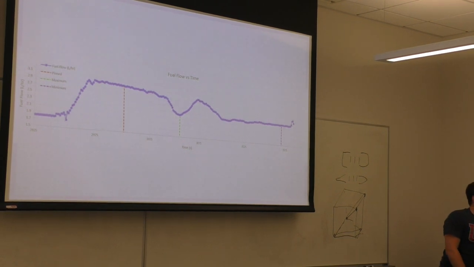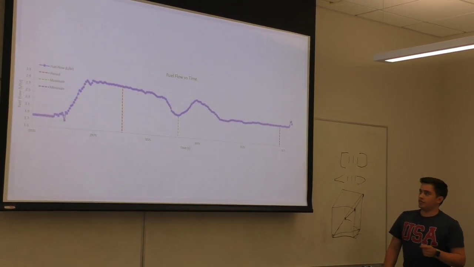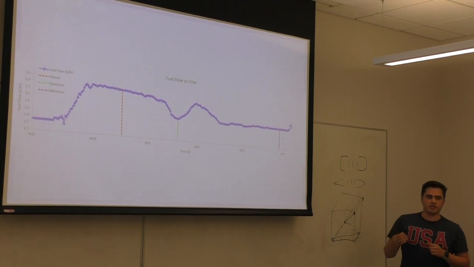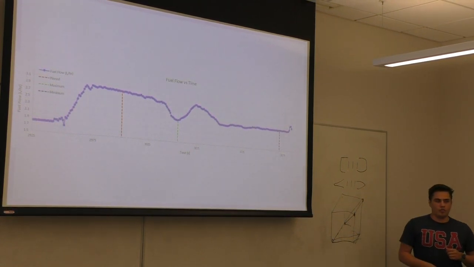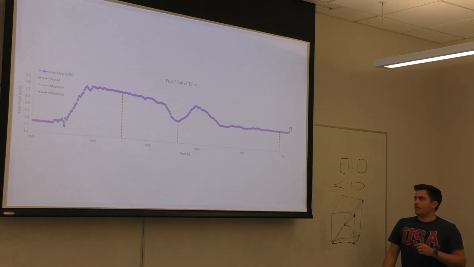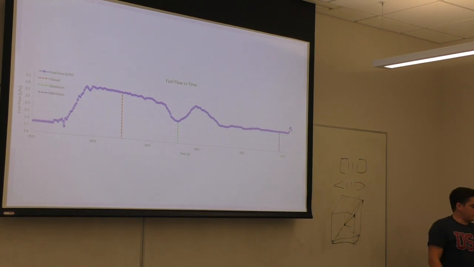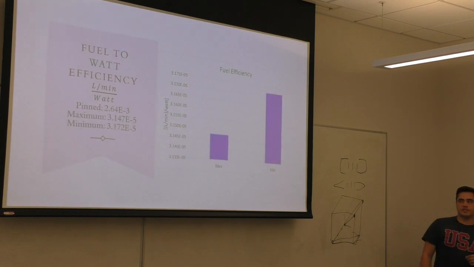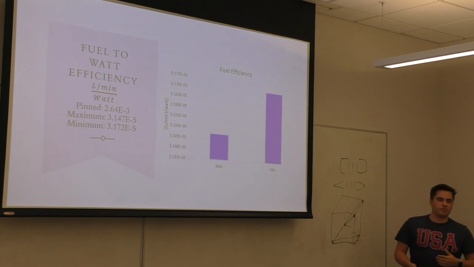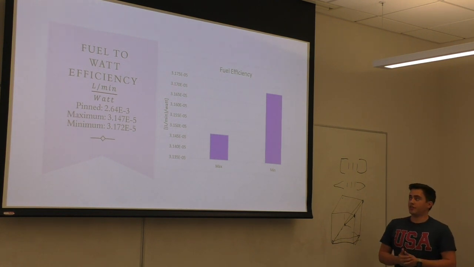What's most interesting about this fuel flow chart is that once we reached a steady state condition, the amount of fuel that we were actually consuming went down, which almost seems counterintuitive because that's the area where we were generating the most power. I'll try to explain that a little bit. One of the things to calculate for this was the fuel to watt efficiency, in terms of how much you're consuming per minute and the amount of energy that you get out of it.